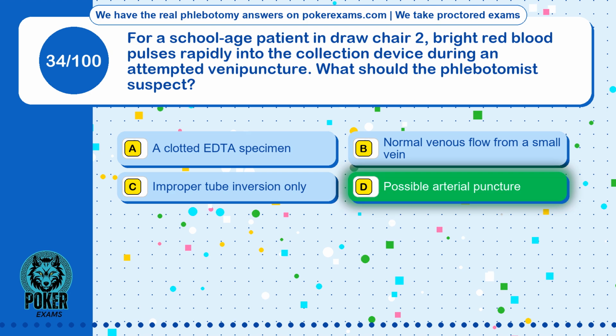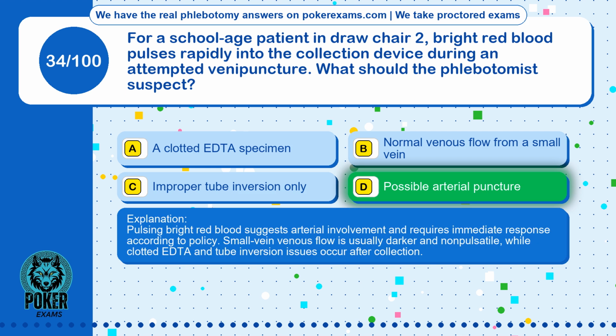The correct answer is option D. Possible arterial puncture. Pulsing bright red blood suggests arterial involvement and requires immediate response according to policy. Small vein venous flow is usually darker and non-pulsatile, while clotted EDTA and tube inversion issues occur after collection.